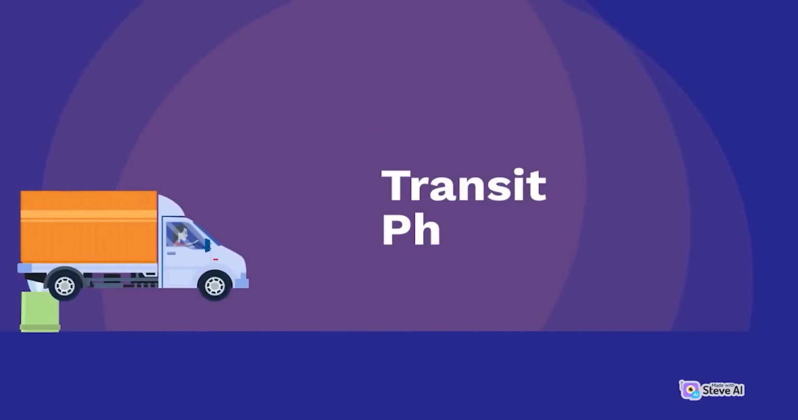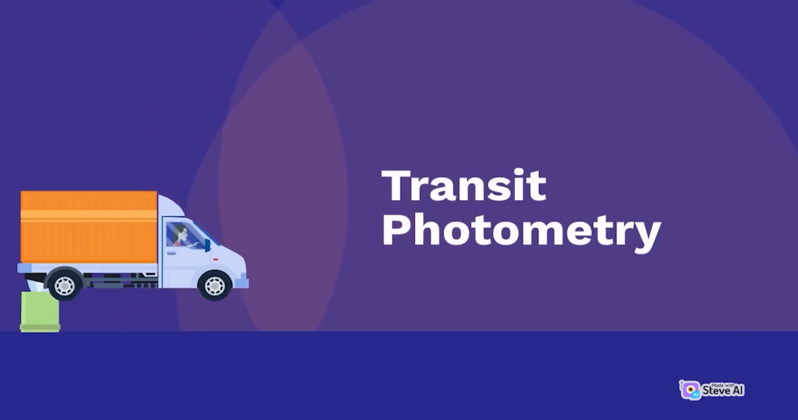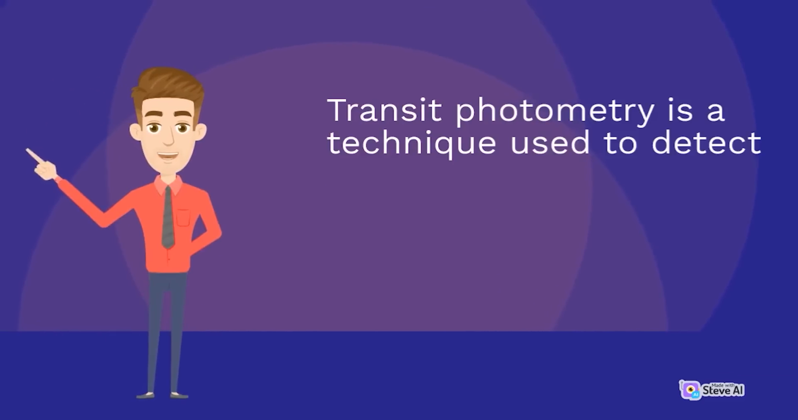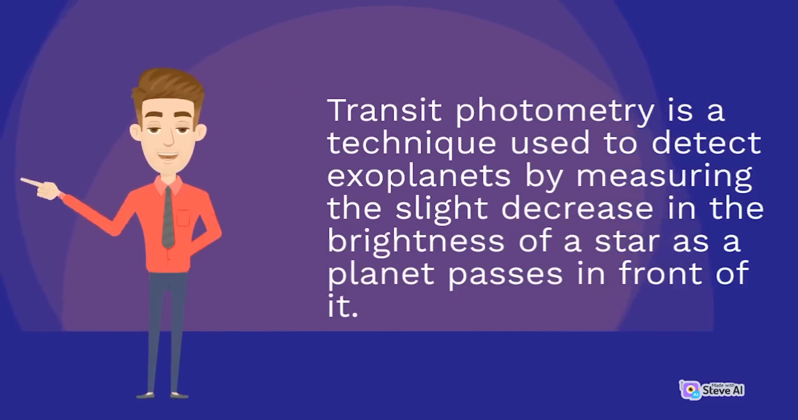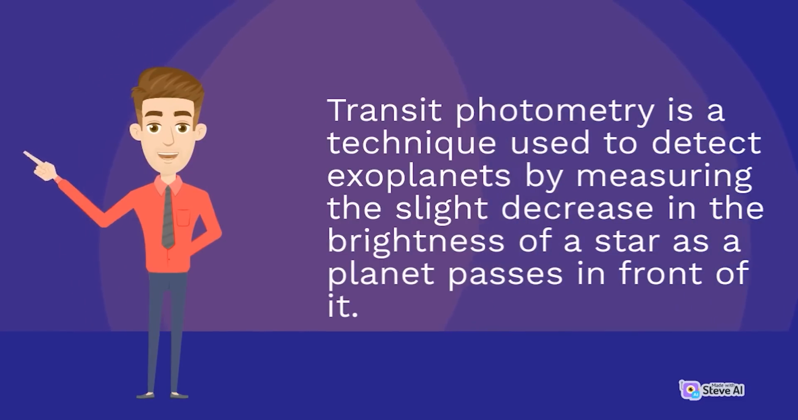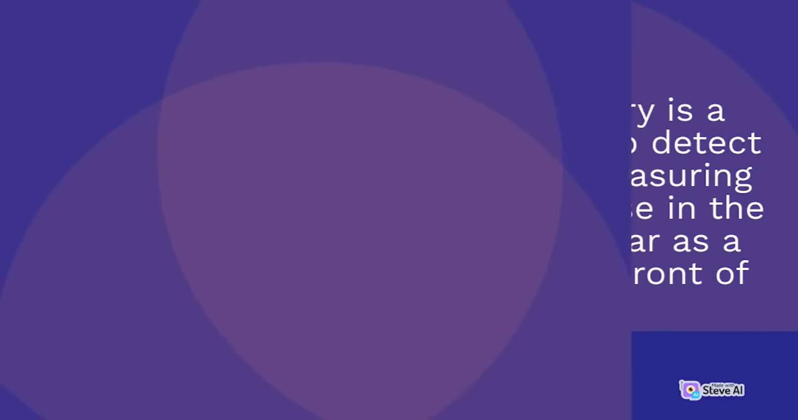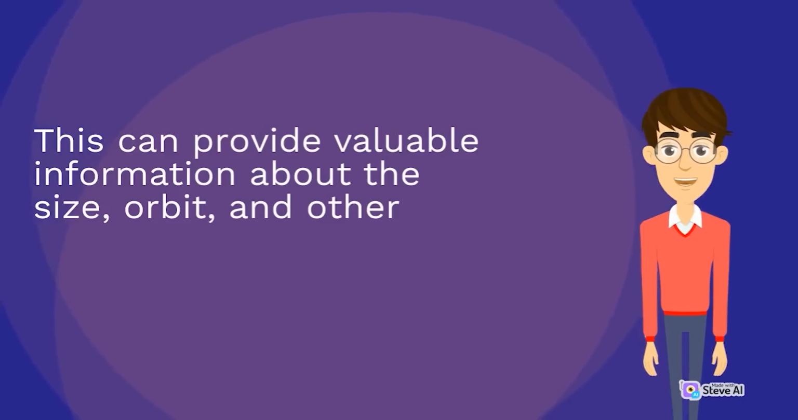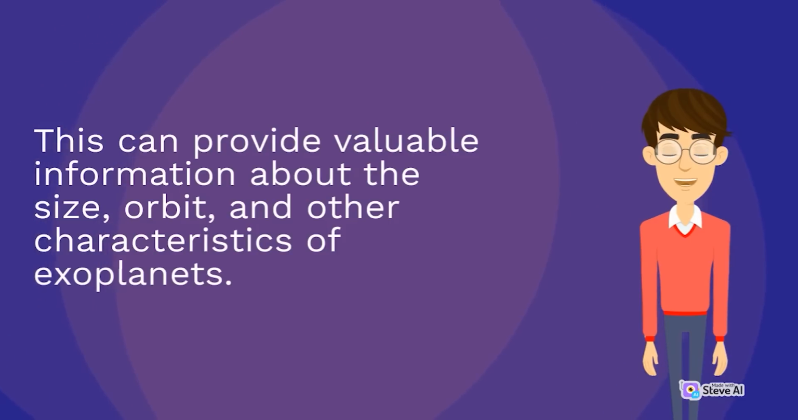Transit photometry. Transit photometry is a technique used to detect exoplanets by measuring the slight decrease in the brightness of a star as a planet passes in front of it. This can provide valuable information about the size, orbit, and other characteristics of exoplanets.